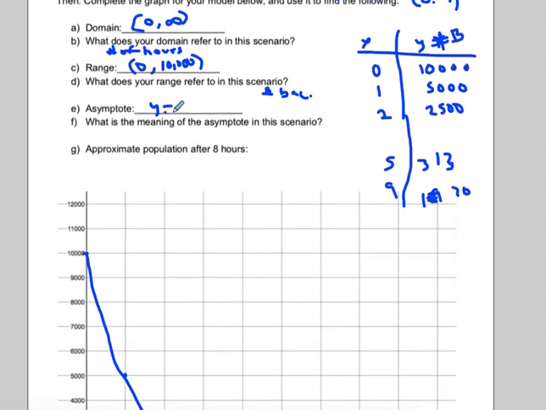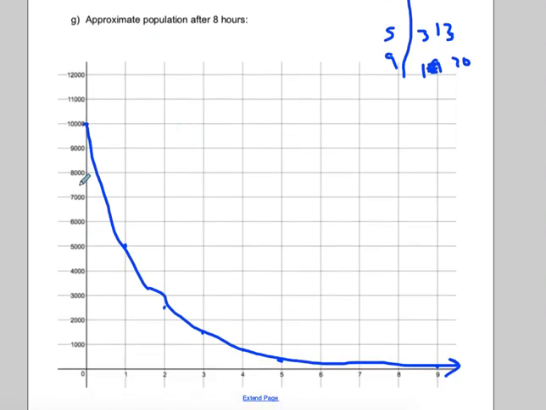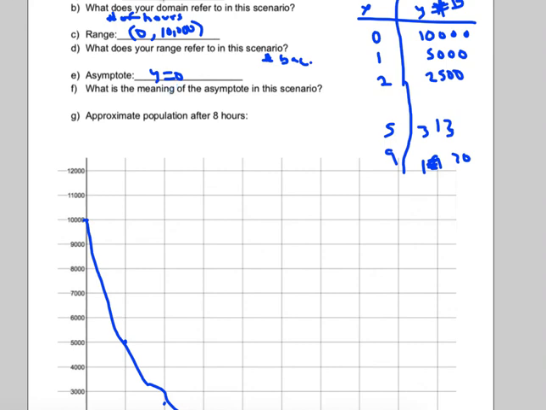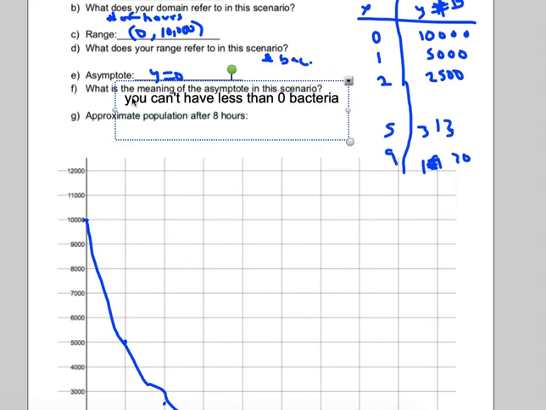Asymptote. So this is the lowest point of your graph, which we already identified in our range. This is right here. You're not going to get less than 0 bacteria. That doesn't make any sense. So that's referring to the meaning. What's the meaning of this asymptote? You can't have less than 0 bacteria. And our goal is to eliminate all those bacteria, so they're going to go away.